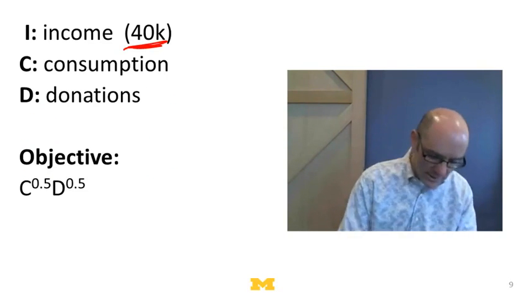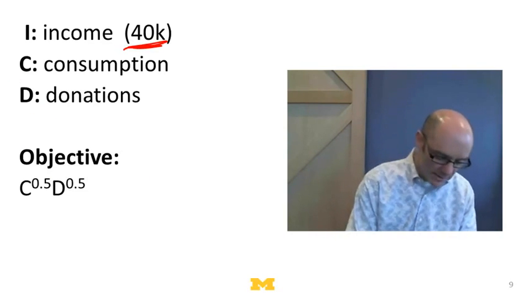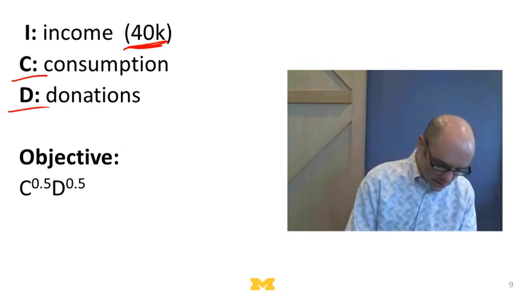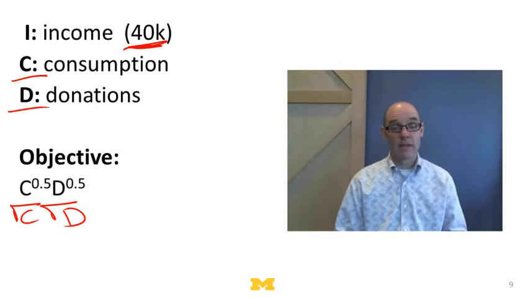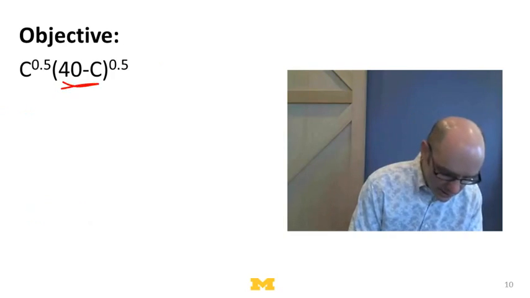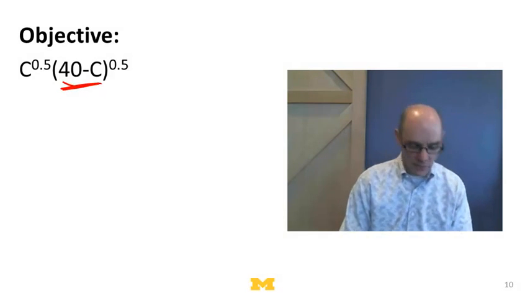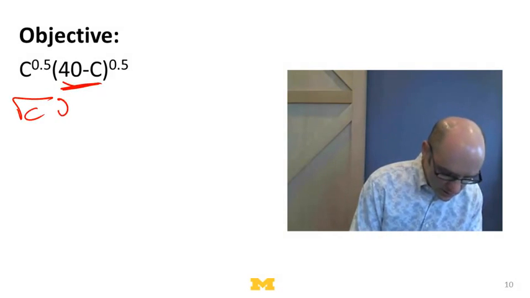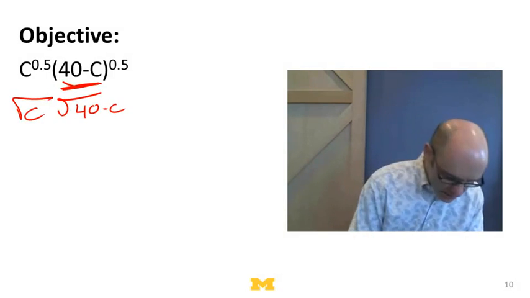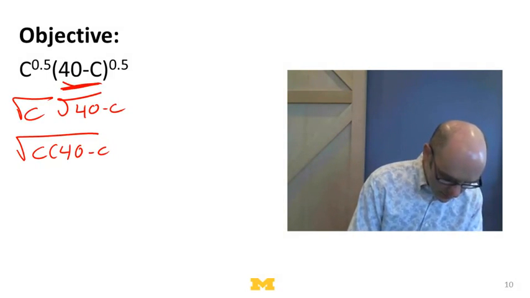Suppose I've got someone who's got an income of $40,000, and they've got to decide how much they consume and how much they donate. Their objective function is just the square root of their consumption times the square root of their donations. They want to think about how much do I donate and how much do I consume if this is my goal. Well, this is just a mathematical problem. My donations are just 40,000 minus whatever I consume. So this is just the square root of C times the square root of 40 minus C. I can bring everything under the square root sign and get the square root of C times (40 minus C).